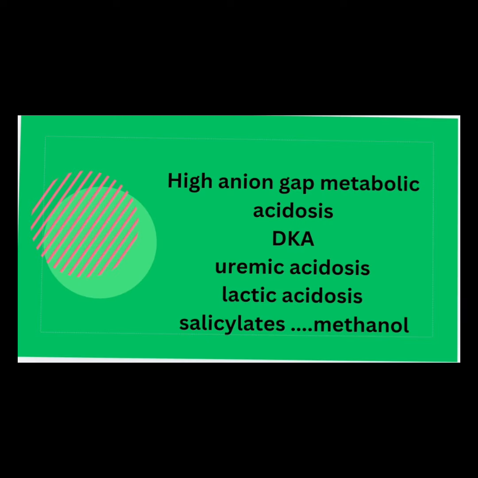Then after that, high anion gap metabolic acidosis occurs in diabetic ketoacidosis, in uremia, in lactic acidosis, and also in methanol and salicylate poisoning.